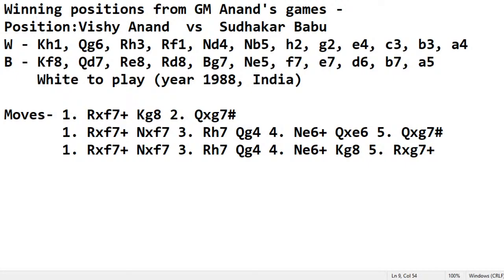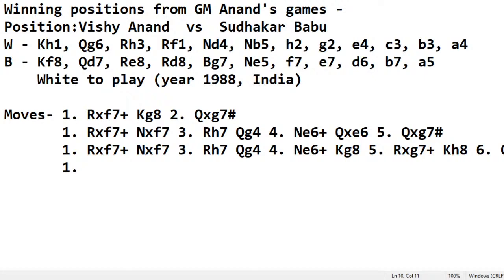Then there is king h8, and there finally is queen h7 mate. There is one more variation. Let's see how many variations we have. If you want to stop the mate after rook h7, there is another way.